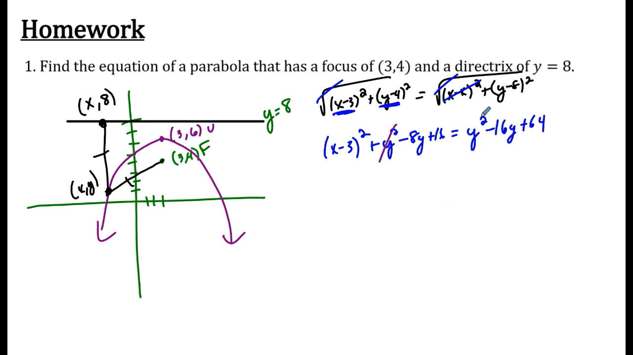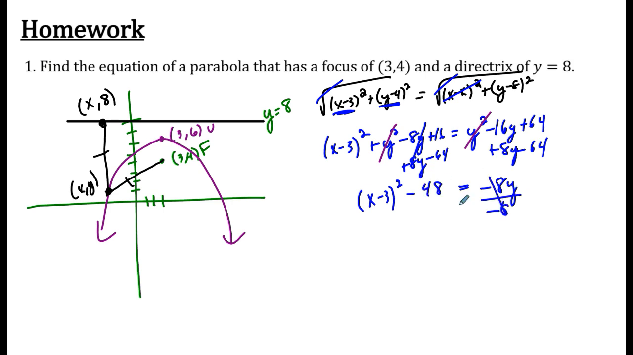I've got a y squared on both sides, so I can subtract that away. I want to get my y's to the other side, so I'm going to add 8y, and subtract 64 from both sides, because I want to get y all by itself over here. Negative 8y equals, I've got an (x minus 3) quantity squared minus 48. To get y by itself, I'm going to divide by negative 8 and end up getting 1 over negative 8 times (x minus 3) squared plus 6 equals y.